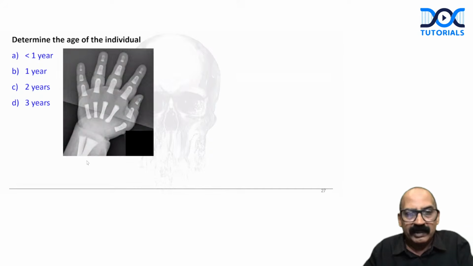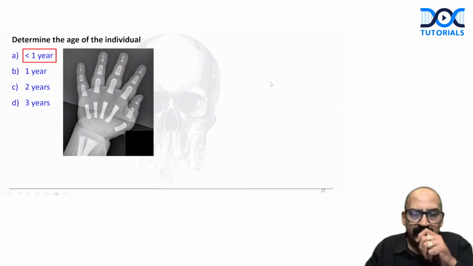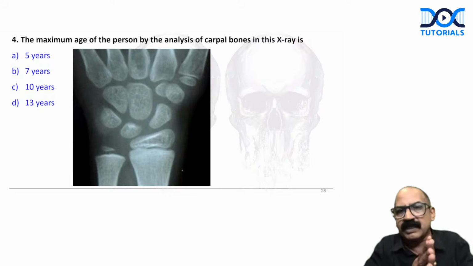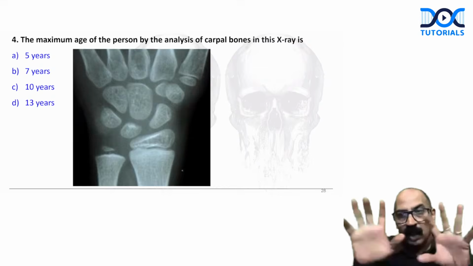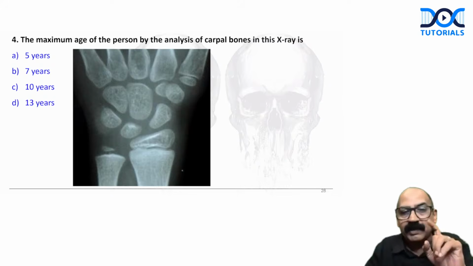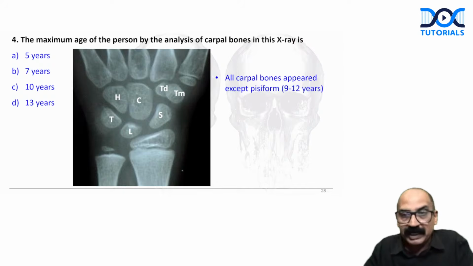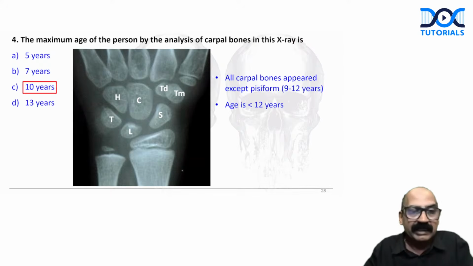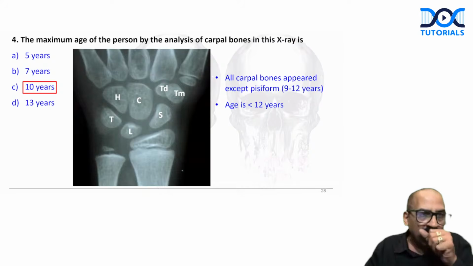At the same time, here, absolutely no carpal bones at all. That means less than 3 months. So which answer? A, less than 1 year. Okay. Now coming back to the question, the maximum age of the person by carpal bones in the X-ray: all carpal bones appear except Pisiform. Pisiform appears at 9 to 12 years, so age is less than 12 years. So maximum age cannot be 13, so answer is 10 years. Okay.